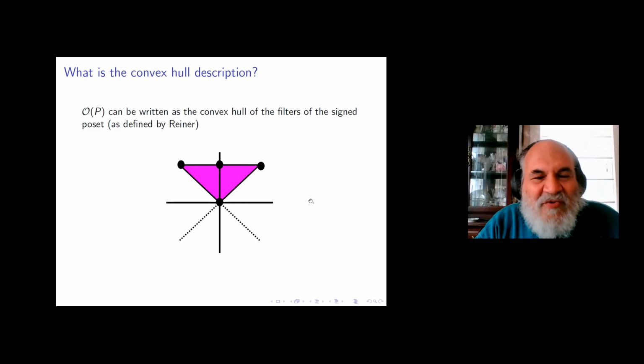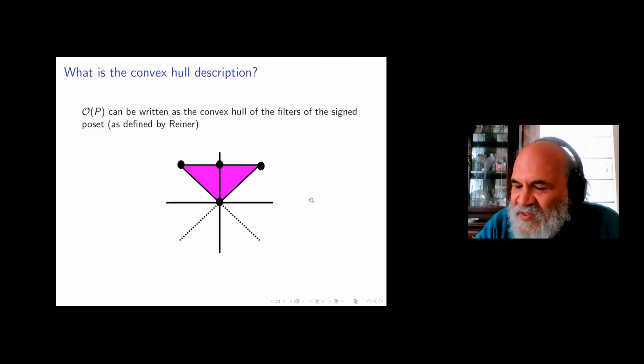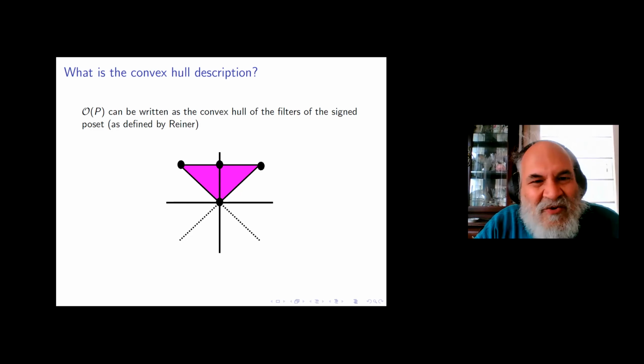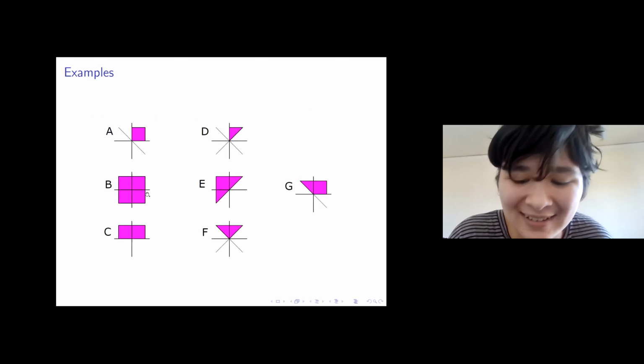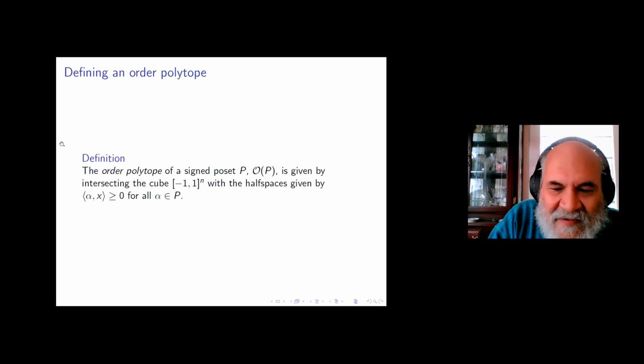Excuse me, I wonder if you could quickly go back to the slide with the definition of the signed order polytope. Yes, if I can figure out how to work this. Yes, there we go. Thanks.